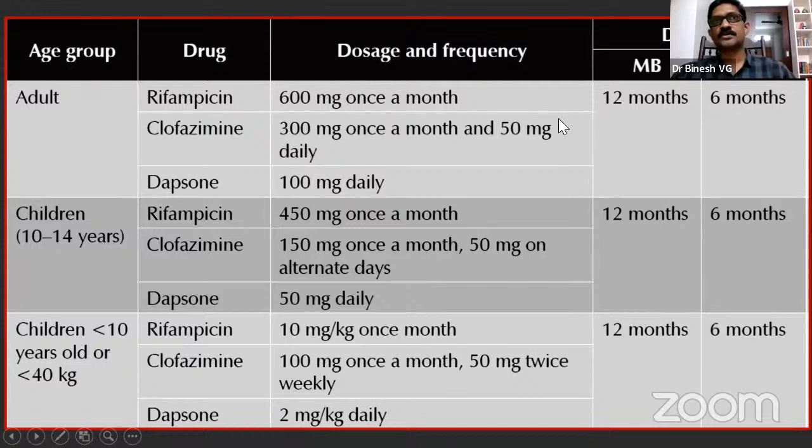Initially, we were giving only 2 drugs for paucibacillary, rifampicin and dapsone only. Now the WHO recommends a 3 drug regimen: rifampicin, dapsone, and clofazimine. So we give the same regimen for 6 months in paucibacillary cases and 12 months in multibacillary cases. Okay. So that has been a recent change.